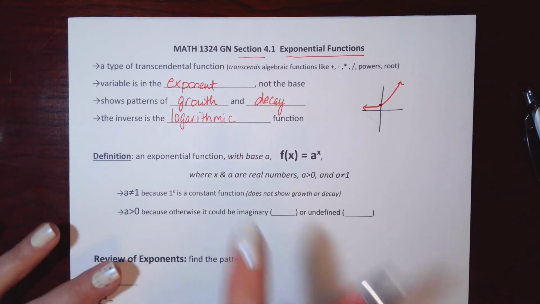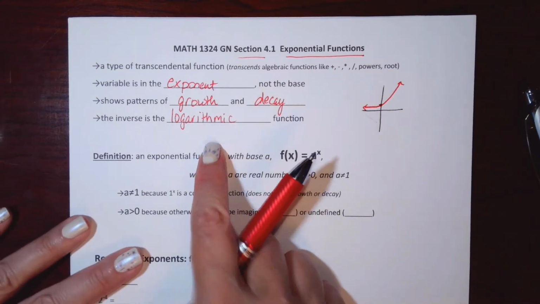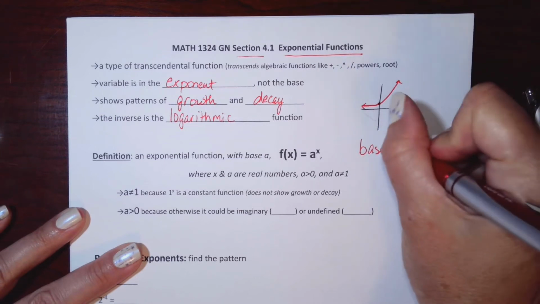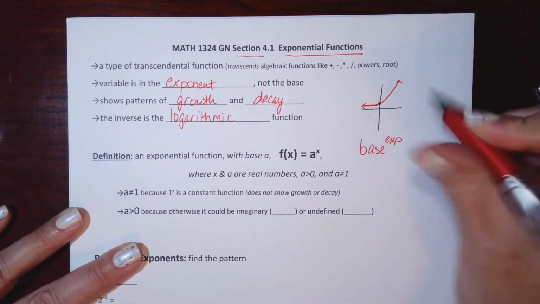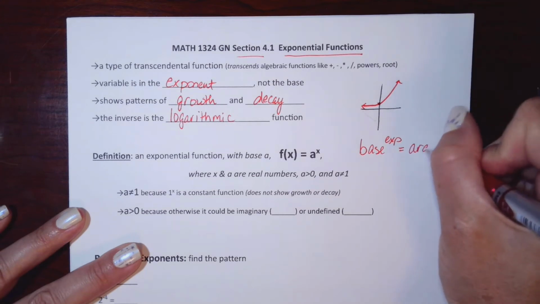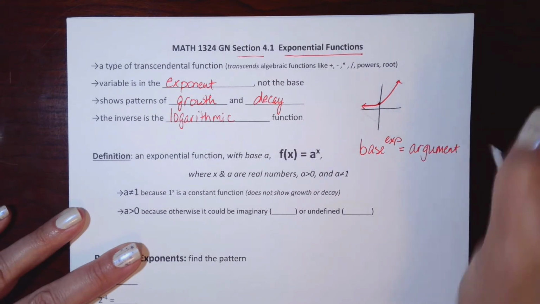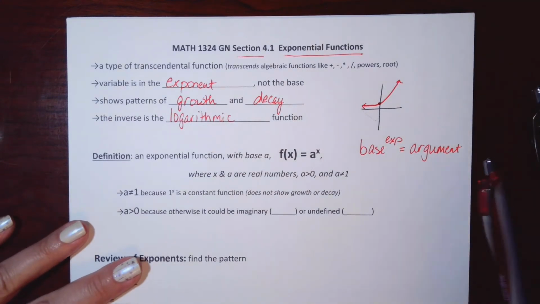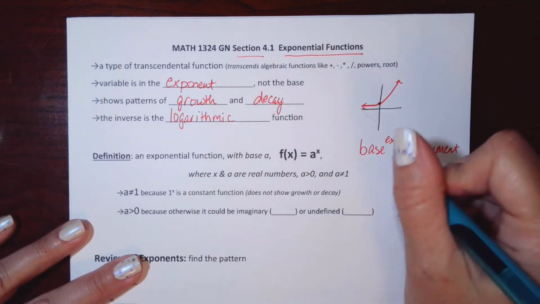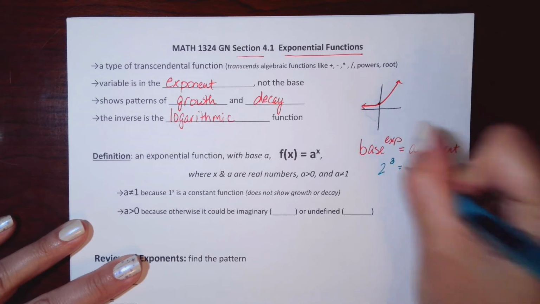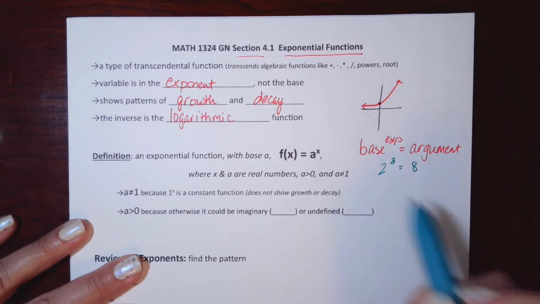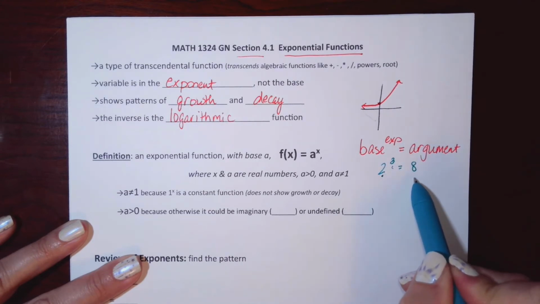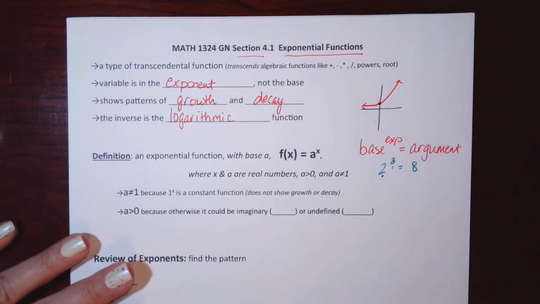Okay, so we have three parts to our exponential equation. We have a base raised to an exponent, and that's equal to what we call an argument. A base raised to an exponent is equal to an argument. For example, if I did 2 cubed equals 8, well, 2 is my base, the 3 is my exponent, and the 8 is my argument.